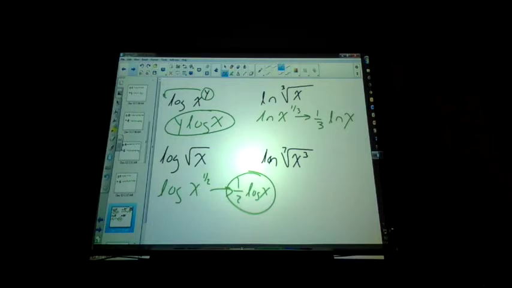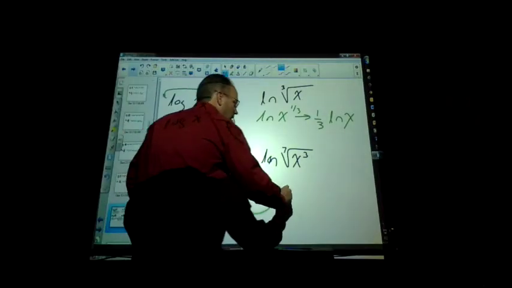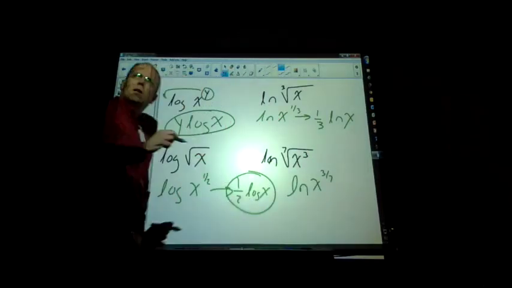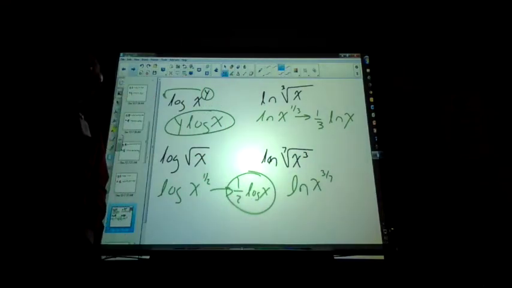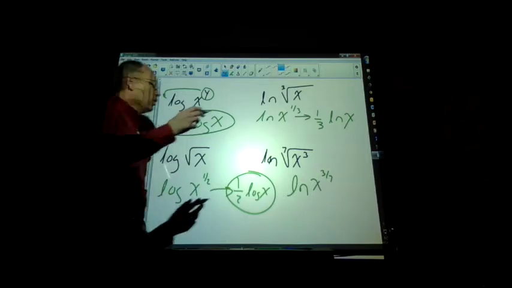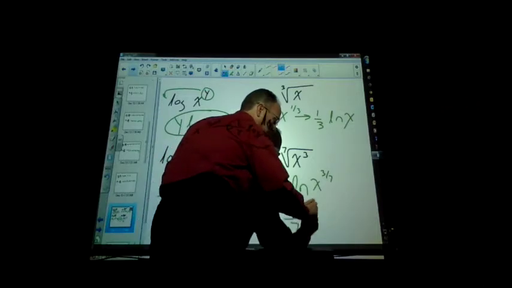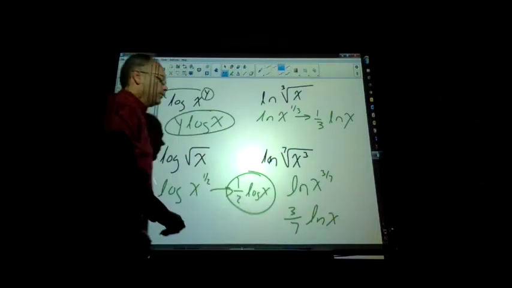How would I write the 7th root of x to the 3rd as an exponent? 1/7. It is the 1/7, but it's raised to the 3rd, so it's going to be 3/7. All right, so ln x to the 3/7. Is that okay? Because the 7th root is the 1/7 power, but it was already raised to the 3rd, so then multiplied. What does the 3/7 do? 3/7 ln x.